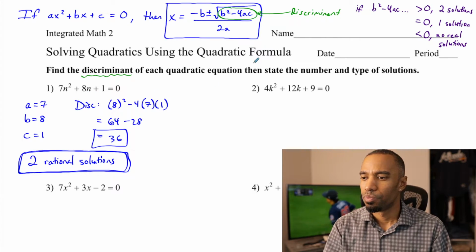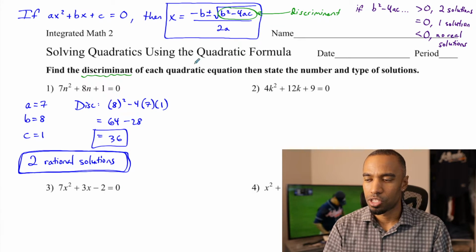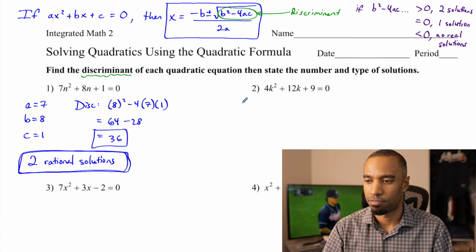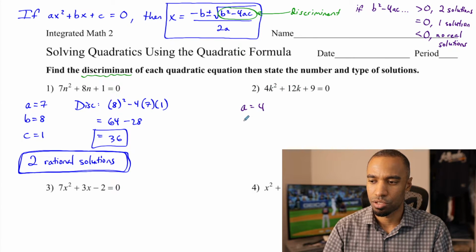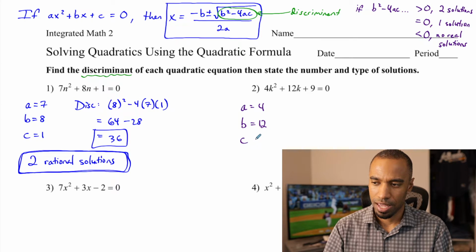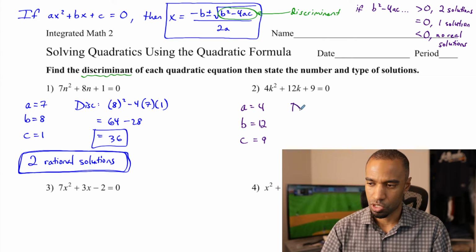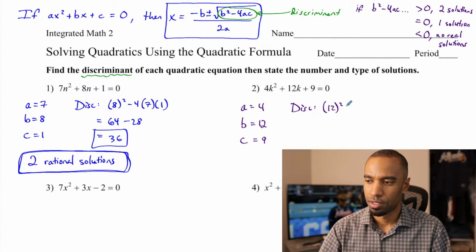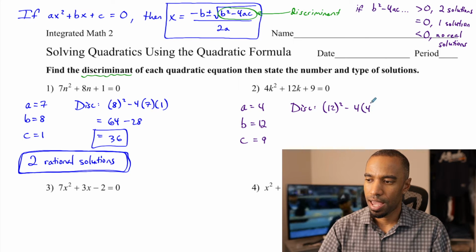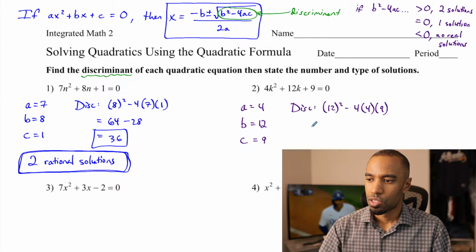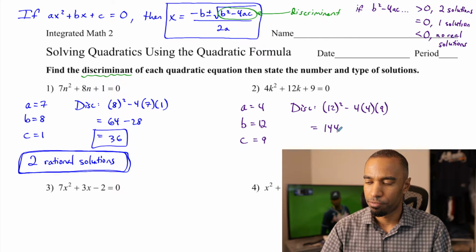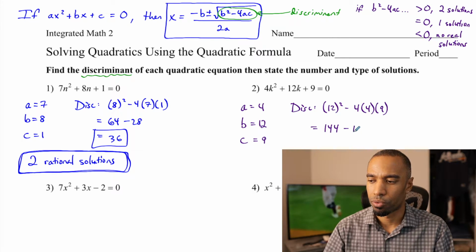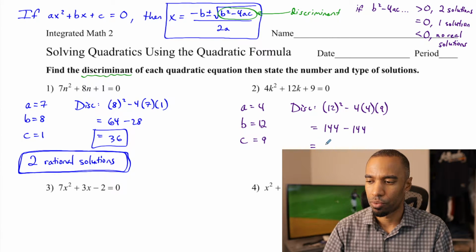All right, number 2. 4k squared plus 12k plus 9 equals 0. One more time, this is in standard form. There are no common factors. That means that a in this case is 4, b is 12, and c is 9. So when we do the discriminant here, that's going to be b squared minus 4ac. So that is 144 minus, and then I have 16 times 9, and actually I think that's 144 as well. So 144 minus 144 is 0.